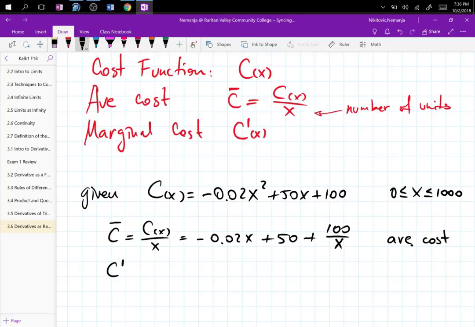And then I have the derivative, which is the marginal cost, which is negative 0.04x plus 50. It's marginal cost. So that's what I have. Cool.